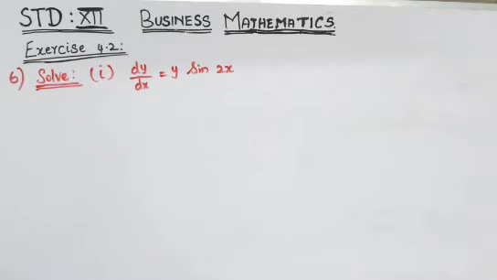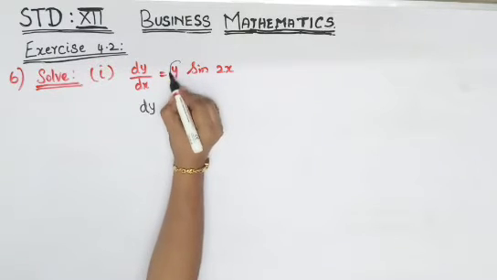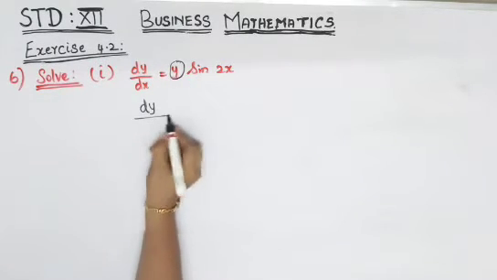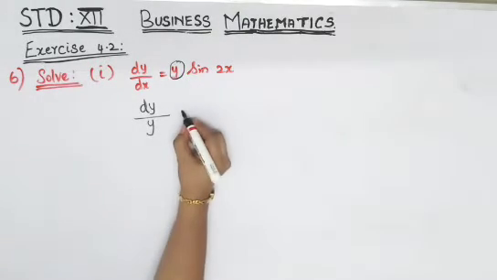Standard 12th Business Mathematics Exercise 4.2, 6th question solve. The first subdivision is dy by dx is equal to y into sin 2x. So what you'll have to do is keep dy here itself. Then this y will go to the denominator, so it is divided by y because it is there in multiplication. Bring it to the denominator.